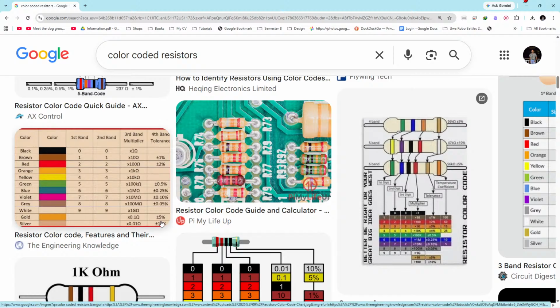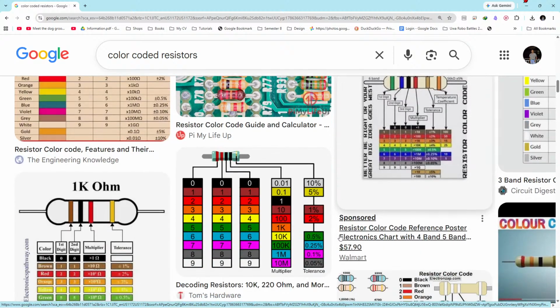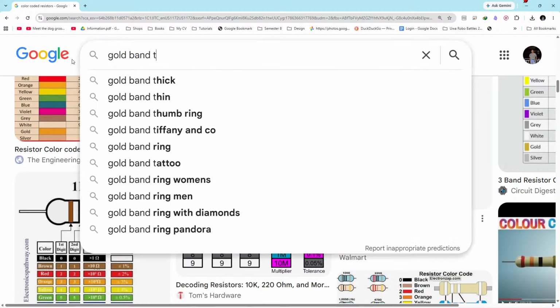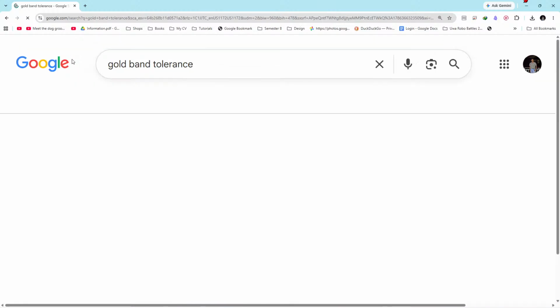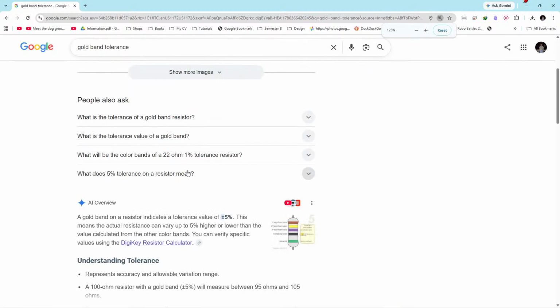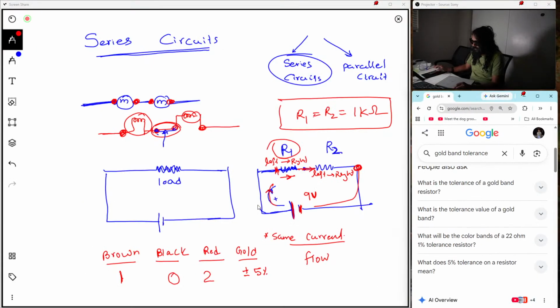Gold is plus or minus 5%, and silver is plus or minus something else. Gold band tolerance, let's see, what is it going to give us? 5%, right? Okay, so gold is going to give us a tolerance of 5%. All right, so that is correct.